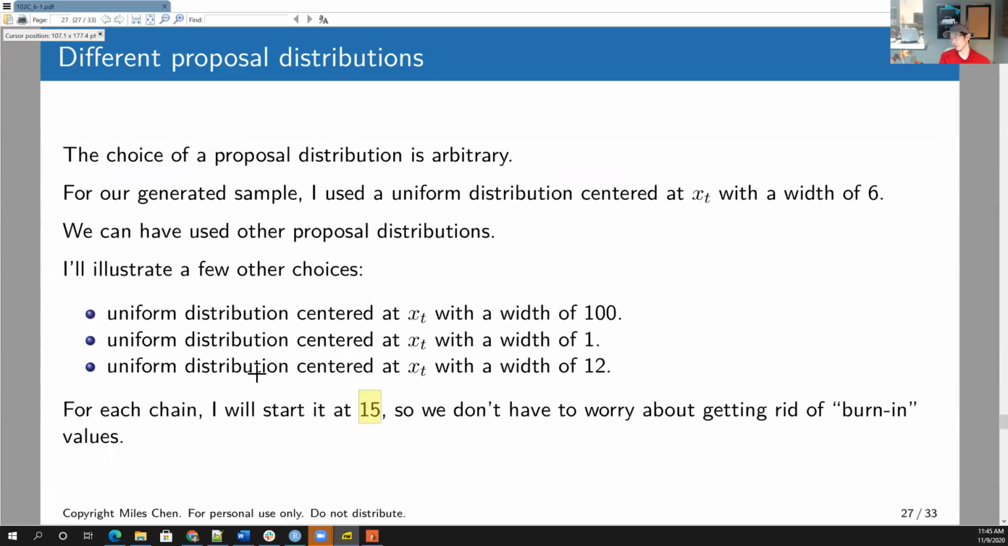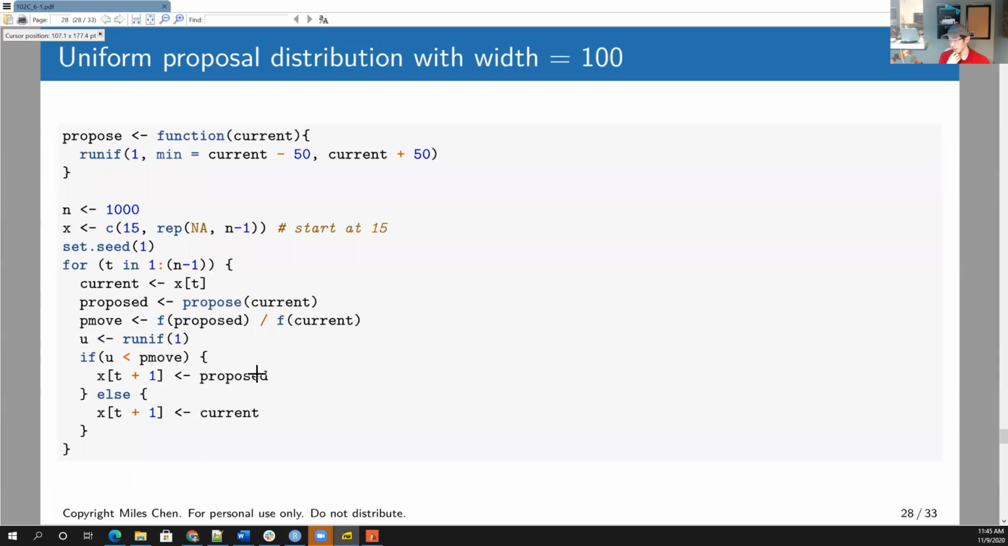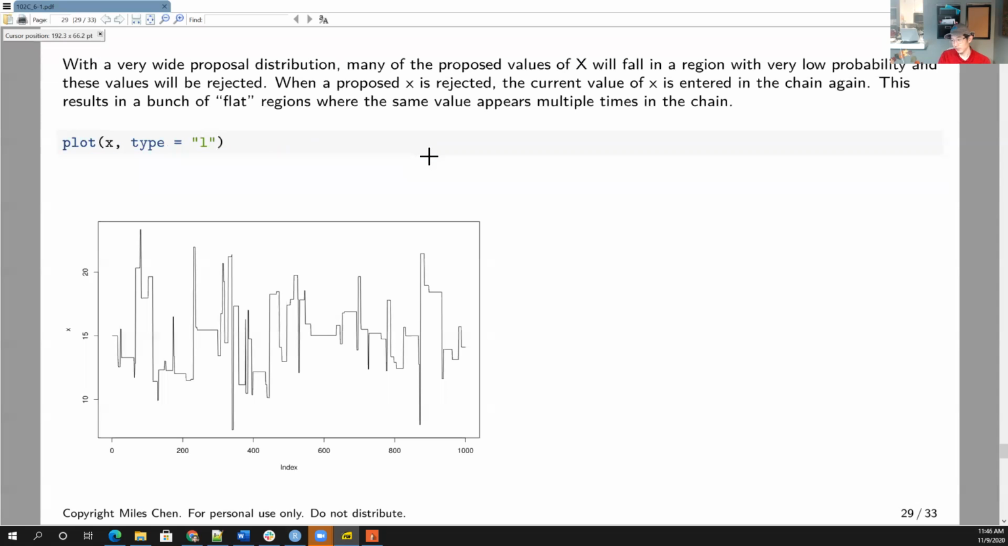So here my proposal function is going to take my current value and propose a value between current minus 50 and current plus 50. What do you think is going to happen here? What kind of values will it propose? And will it accept those values that it proposes? All right, so let's just see.